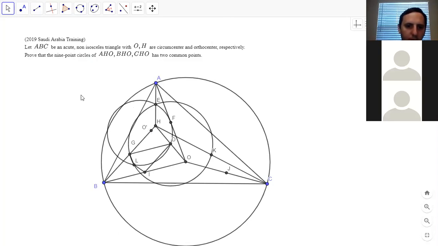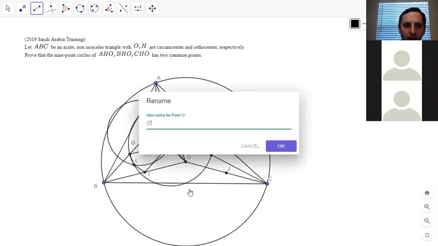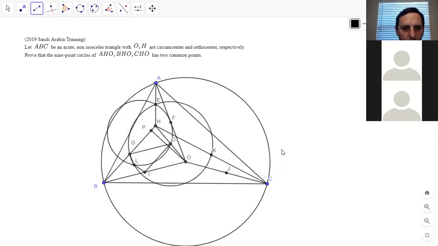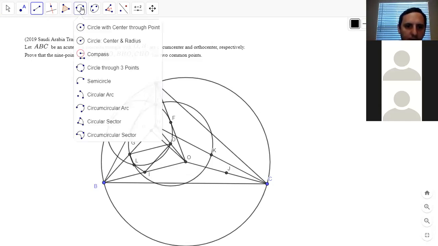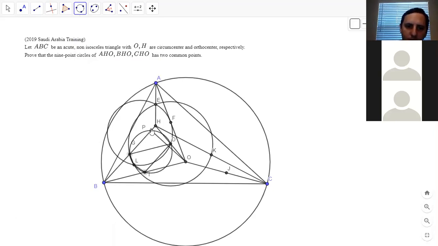So wait, O prime is just the foot of the altitude of O from, basically we drop a perpendicular from O to BH and we call it, maybe I could call it P instead. And then we just want to show that PGID is cyclic. And then that would solve the problem. In fact, PGID, I think it might just be an isosceles trapezoid.